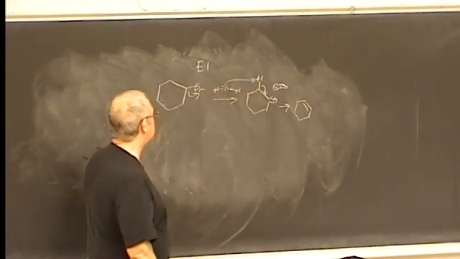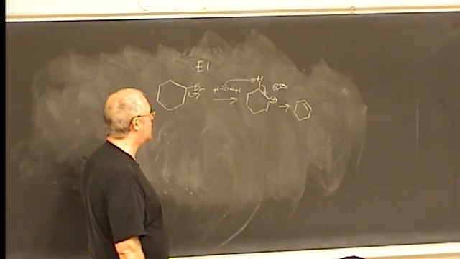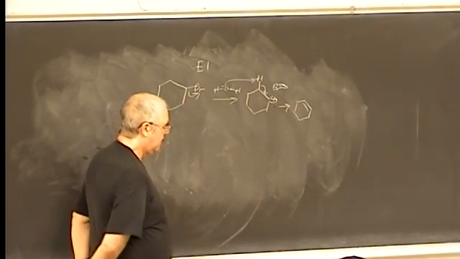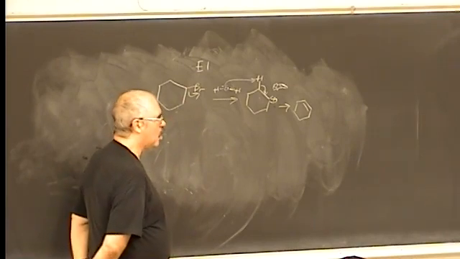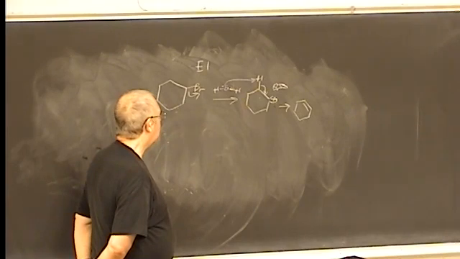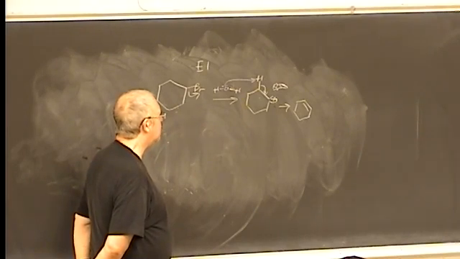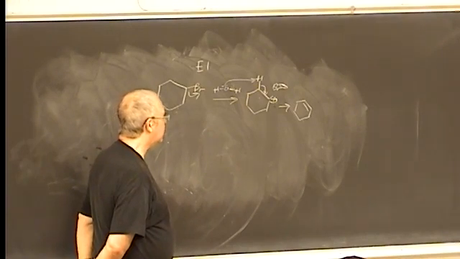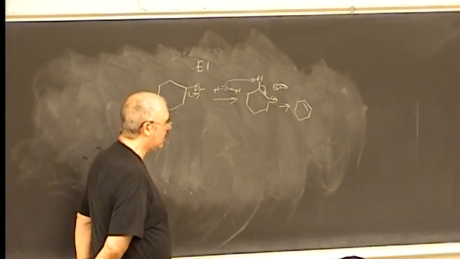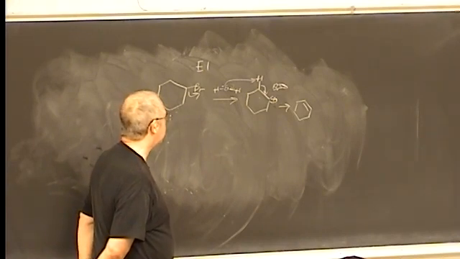Okay, this is a first order reaction. This is the slow step, the heterolysis. It's unimolecular, that's where the 1 comes from. And this does require a polar solvent, okay, just like the SN1. At a higher temperature, it's going to favor elimination over substitution.